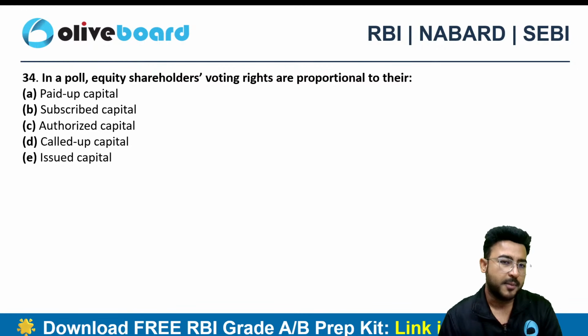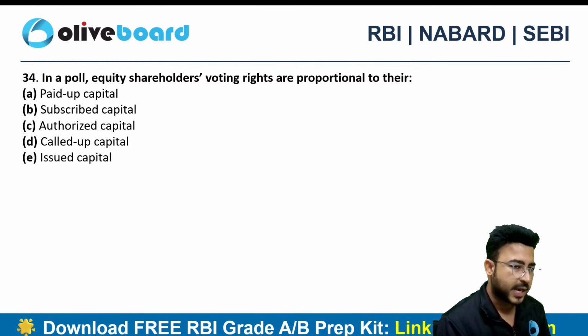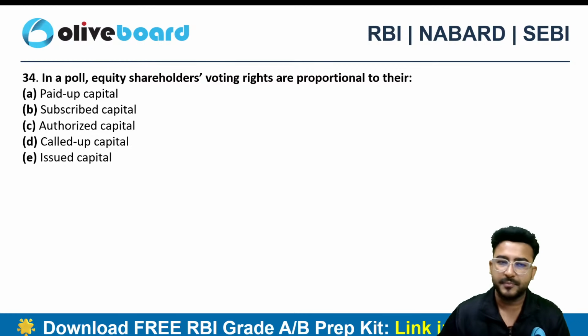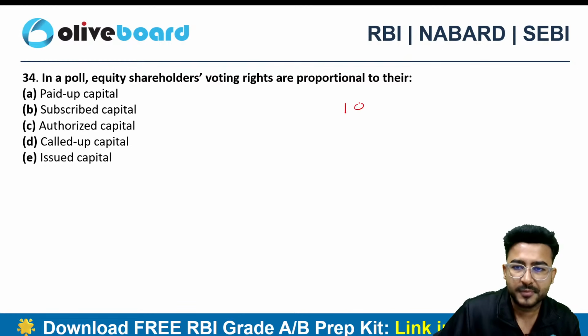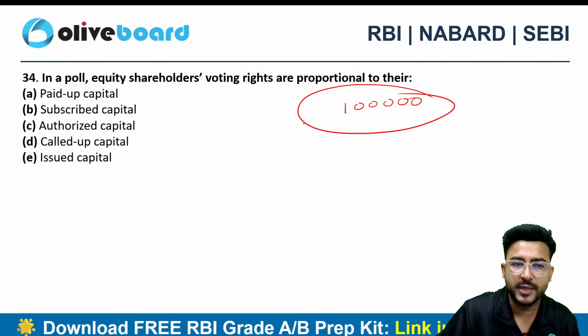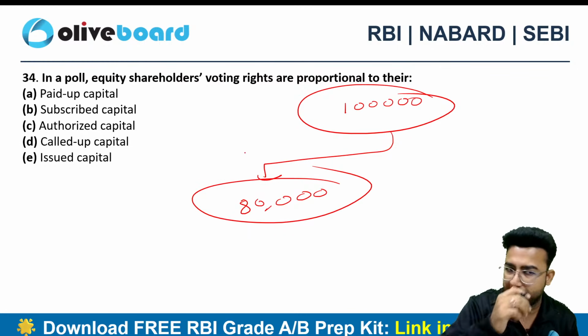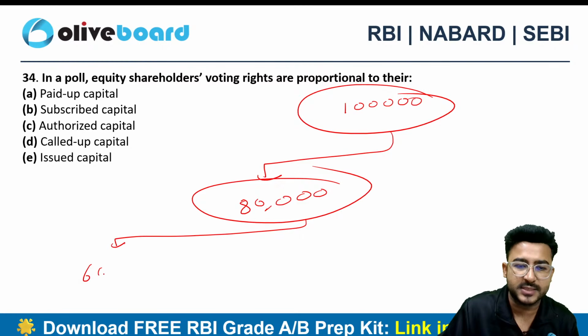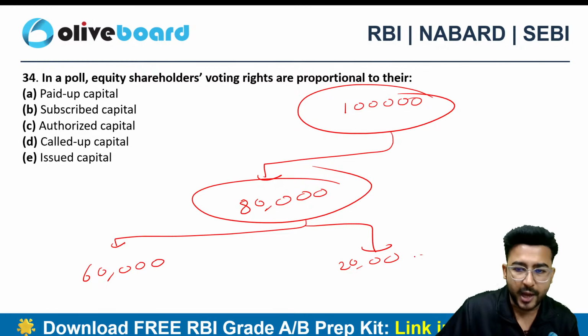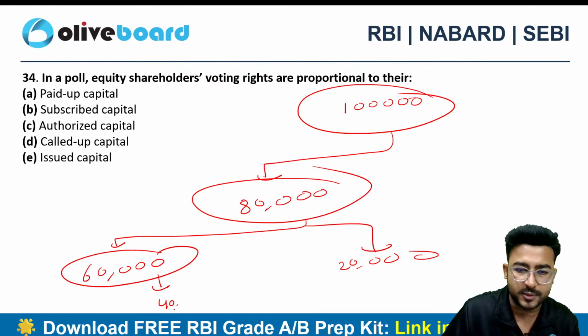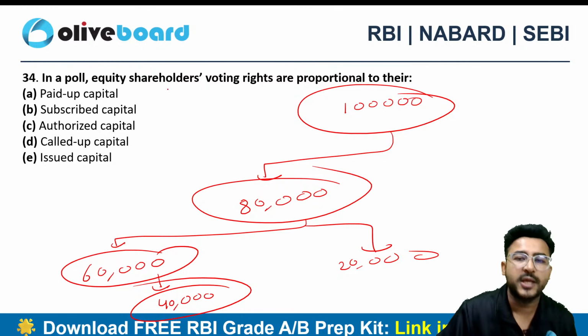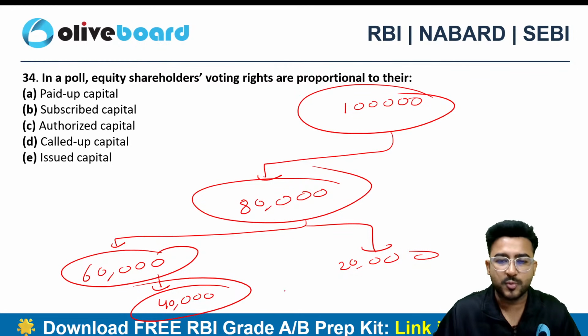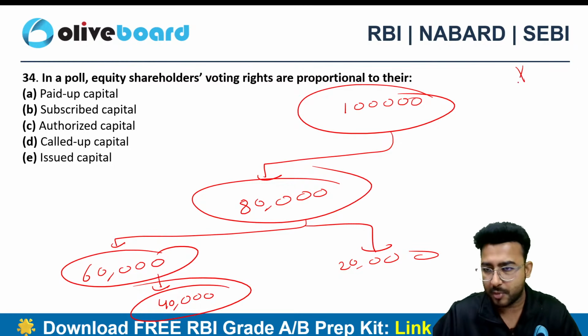A poll. In a poll, equity shareholders' voting rights are proportional to what? Paid up capital, subscribed capital, authorized capital, called up capital, issued capital. Say for example, 1 lakh rupees was the issued capital. Now out of the issued capital, the subscribed capital was only 80,000. Out of the subscribed capital, the called up capital was just 60,000, and the rest was uncalled. Now out of this called up capital, only 40,000 was the paid up capital. Can you guys tell me how much voting rights I'll be having? One of the most important questions.